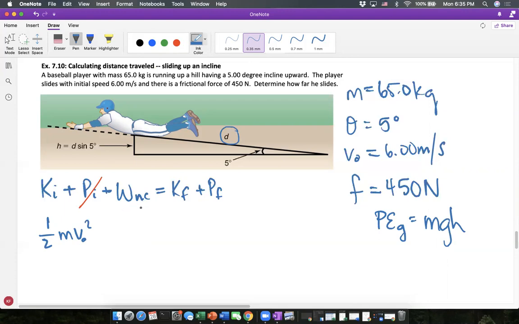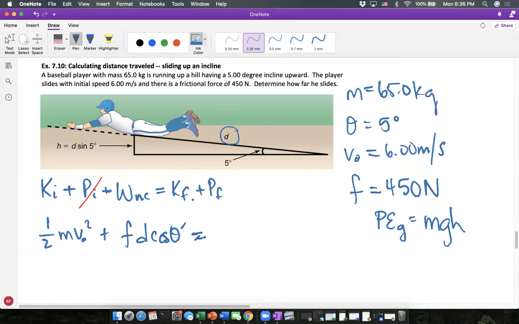Now our non-conservative work being done is based on our force. So that is going to be F times D times cosine of theta. I'm going to put theta prime because it's not based on that theta. Then that is going to be equal to our final velocity.